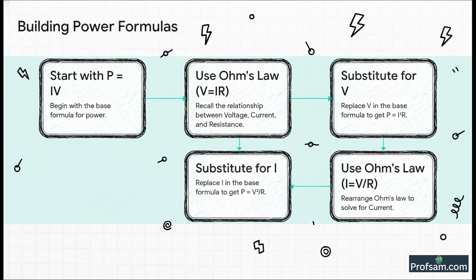Now, let's go back. We can also write Ohm's law as I equals V by R. Let's substitute that into our base formula, P equals IV. We get P equals, instead of I, we write V by R times V. And that gives us P equals V squared by R, our third formula. See, they are all connected, just different ways of saying the same thing.